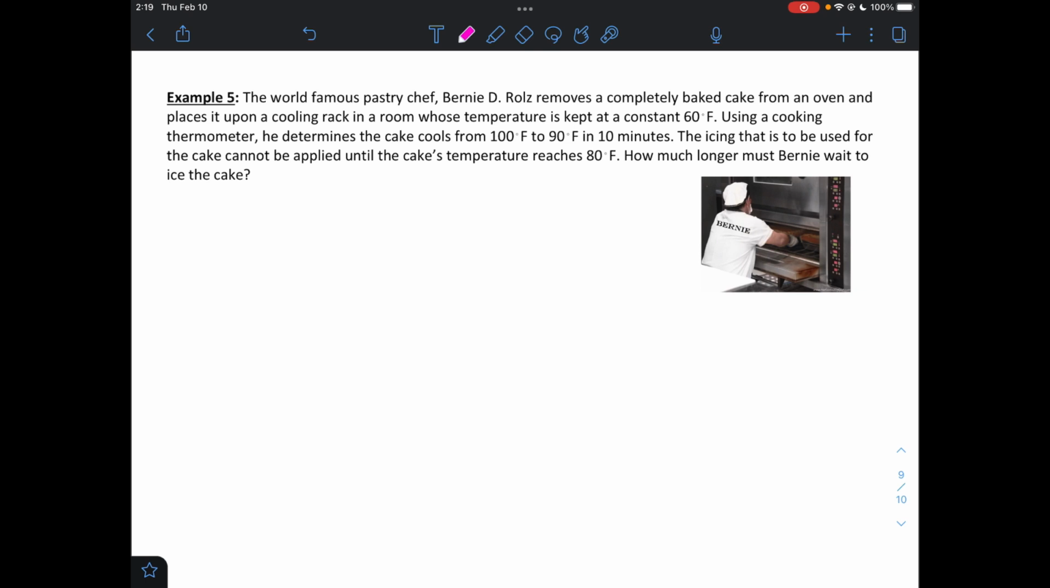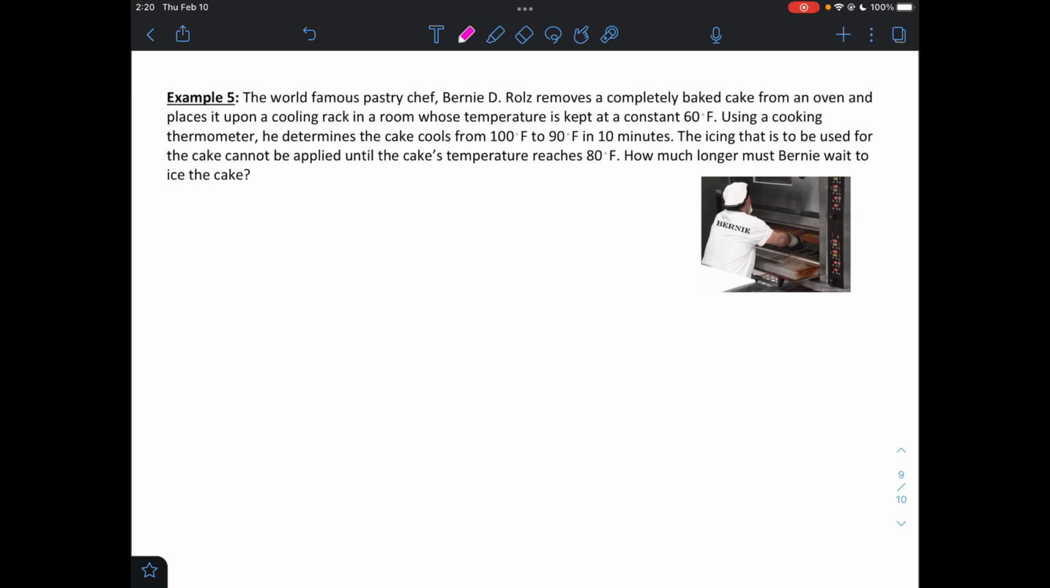All right, number 5, the world-famous pastry chef Bernie D. Rolls removes a completely baked cake from an oven and places it in a cooling rack in a room whose temperature is kept at 60 degrees. Using a cooking thermometer, he determines the cake cools from 100 to 90 in 10 minutes. The icing that is used for the cake cannot be applied until the cake's temperature reaches 80. How long must Bernie wait to ice the cake?